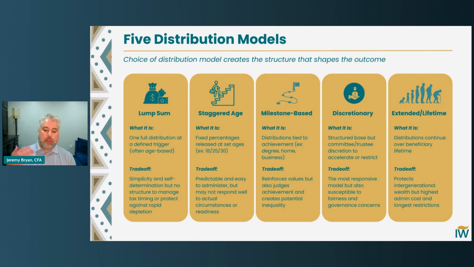Staggered age, which is fixed percentages at different age groups. So 18, 25, 30, whatever you may be. Because if you're setting up the minors trust, you can set it up in the way that you feel is best. So if those ages aren't right, if it's 18, 21, 25, whatever that may be, predictable and easy to administer.